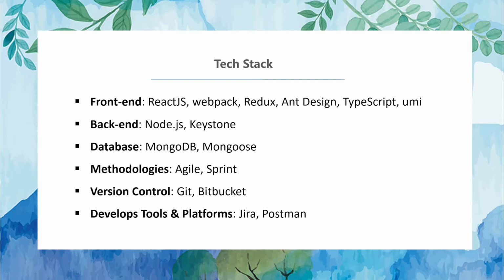The project involves a total of the following technique stacks. The front-end part includes React.js, Webpack, and a UI design library we use for the component UI build. And we use UMI and Redux for project data structure. The backend mainly uses Keystone for data management. The database uses MongoDB and Mongoose to store and write. We have daily stand-up meetings and we use Jira and Postman as DevOps tools and platform.